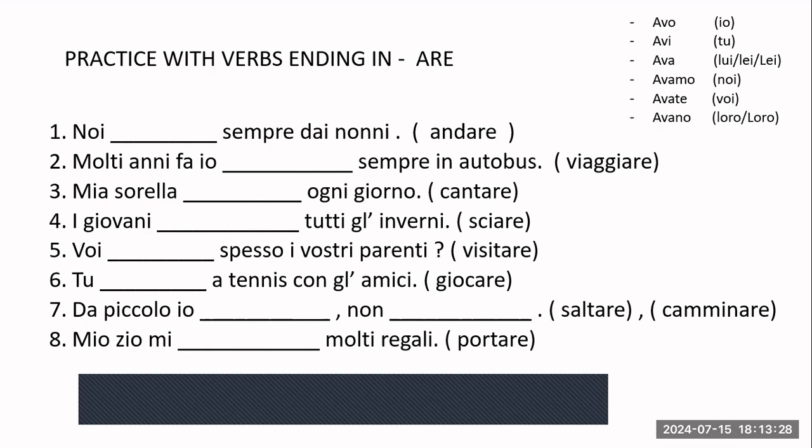Eileen, vuoi visitare spesso i vostri parenti? Voi visitavate spesso i vostri parenti? Correct. Tu giocare a tennis con gli amici, Doug. Tu giocavi a tennis con gli amici. Correct. Deborah, da piccolo io saltare, non camminare. Da piccolo io saltavo, non camminavo. Correct. Good. Mio zio mi portare molti regali. Eileen. Mio zio mi portava molti regali. Perfect. Okay. Easy.